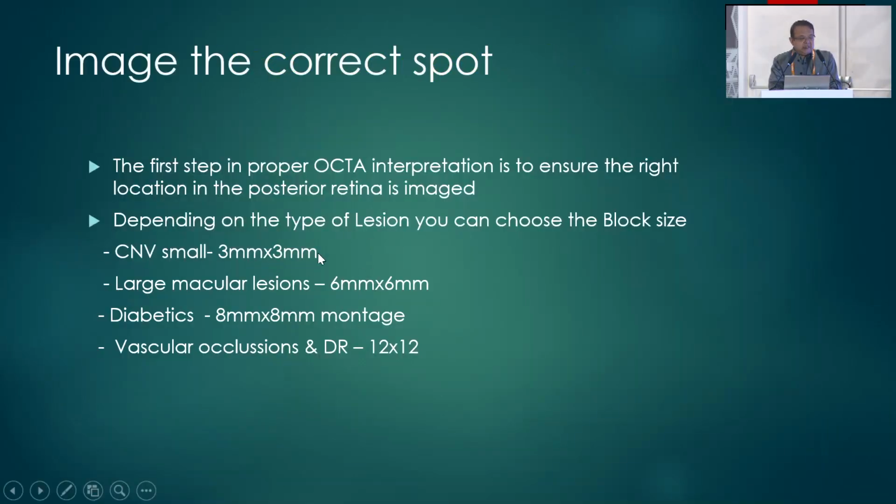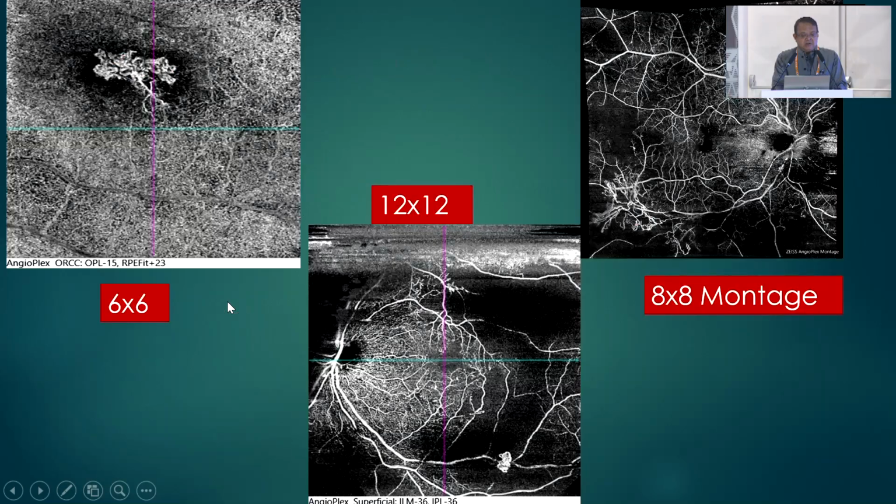After you have detected, depending on the type of disease you have, you can design what type of scan you want. If you want to see a macular lesion with high resolution, then you should go for 3x3 or 6x6 images. Like in this patient, I want to see a CNVM, so I go for 3x3 or 6x6 images. The moment I want to see areas of capillary non-perfusion, I'll go for a wider scan, that is an 8x8 montage, that gives somewhere around 12x12, or you can go with 12x12 areas.